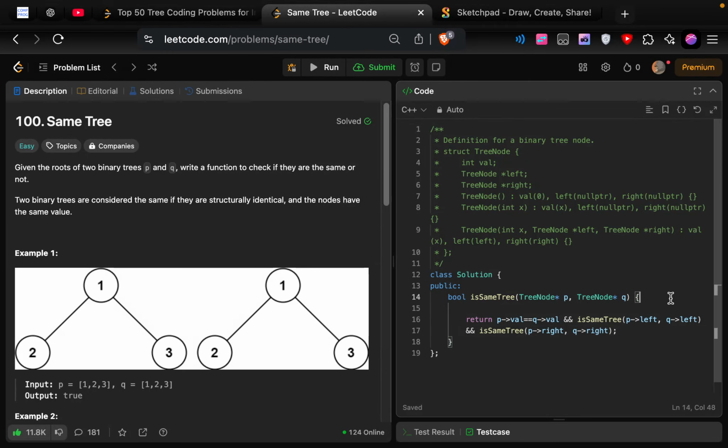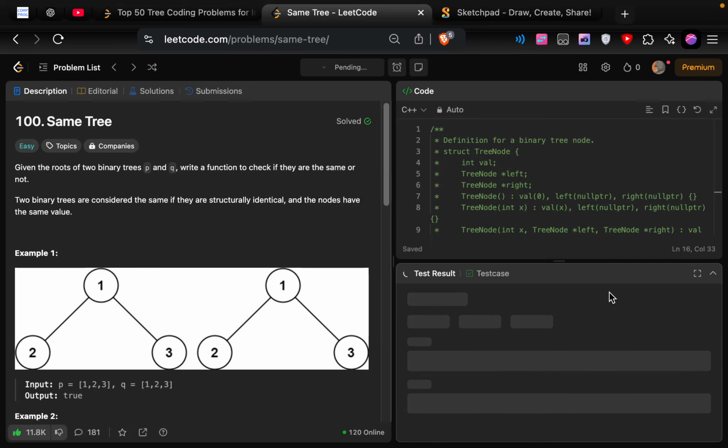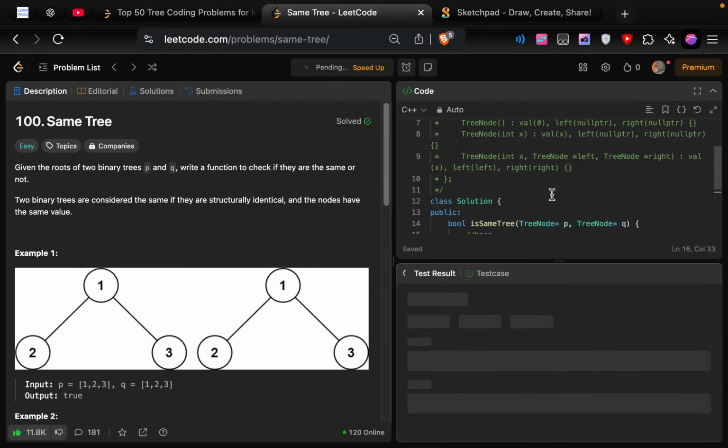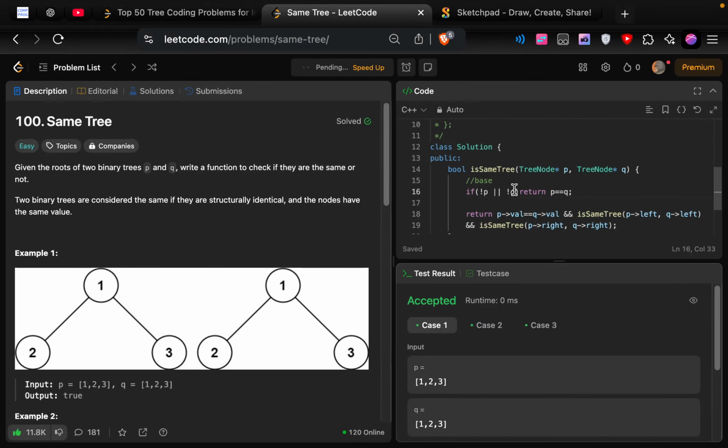Okay, and the base criteria is where both of them or either one of them is null. So if both of them are null, that means they both have ended, and if not, there is some extension to it. So if p is undefined and q is undefined, you just check whether both of them are null or not. Okay, so this works well.